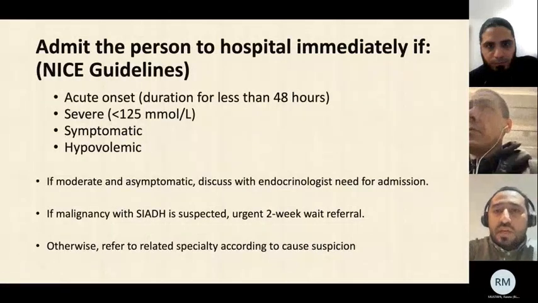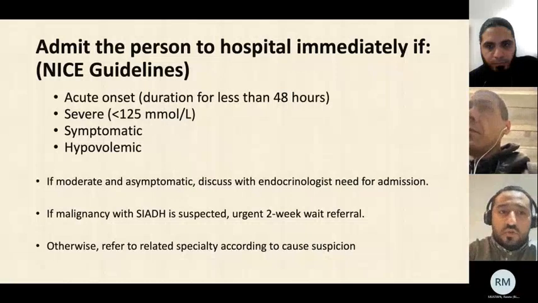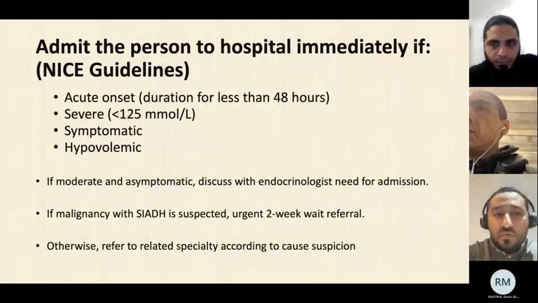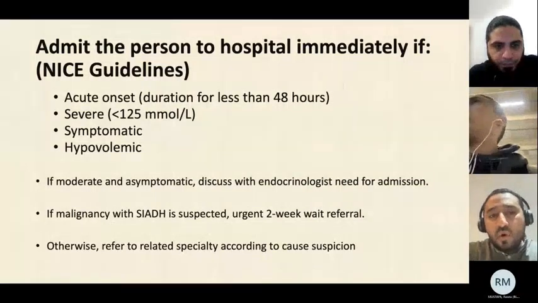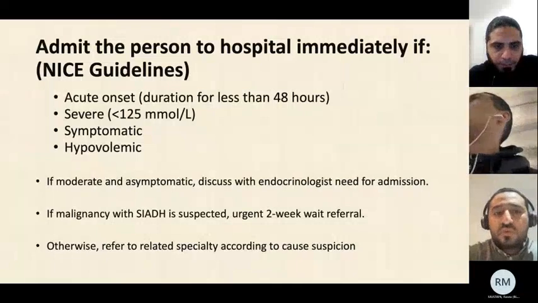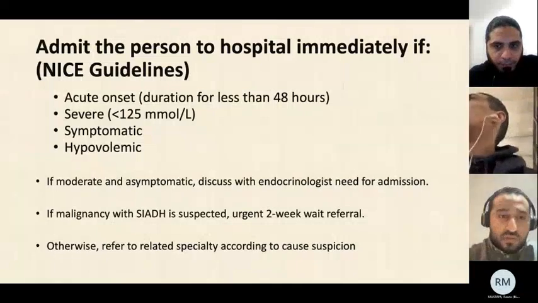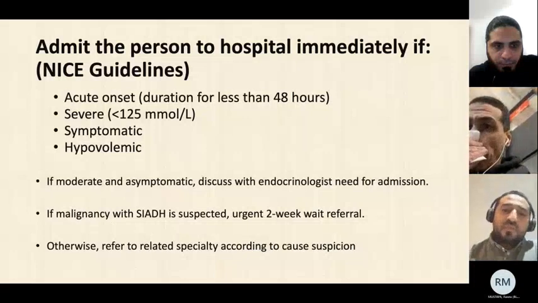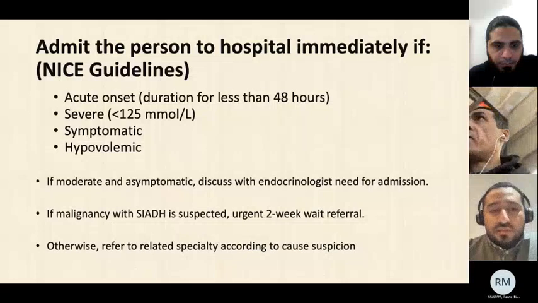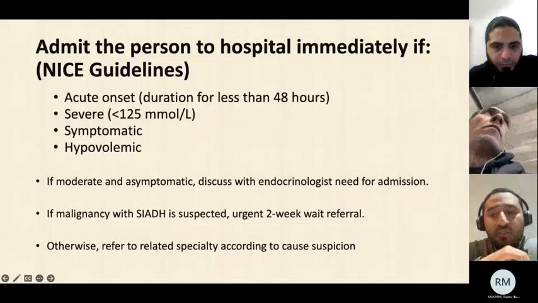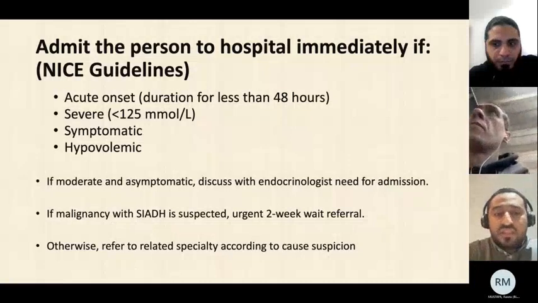These are the admission guidelines according to NICE guidelines. If the patient is presenting with acute onset hyponatremia, or the patient has severe hyponatremia of less than 125, or if the patient is symptomatic, or he's hypovolemic. If the patient has moderate and asymptomatic hyponatremia, you might need to discuss with the endocrinologist the need for admission.